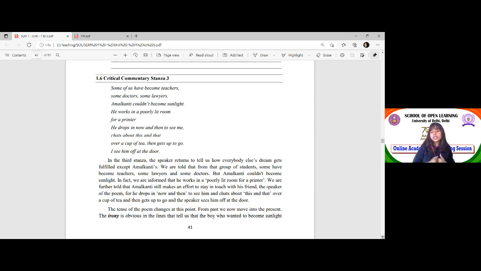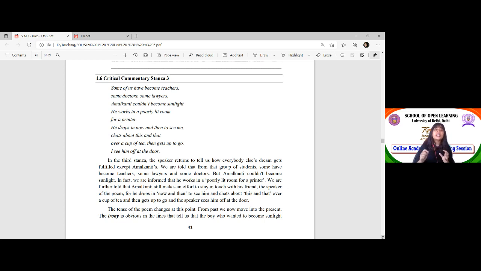But obviously Amal Kanti couldn't become sunlight because as a person you can't become sunlight. But becoming sunlight here is a metaphor. Now I had discussed what a metaphor is when we did A Lost Word. A metaphor is when you compare something with another thing, but it's unlikely. So in this case, Amal Kanti cannot literally become sunlight. But did he metaphorically become sunlight? Is the comparison with Amal Kanti relevant? Let us see.